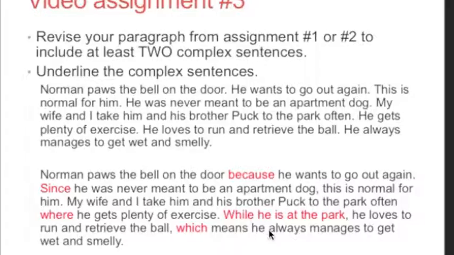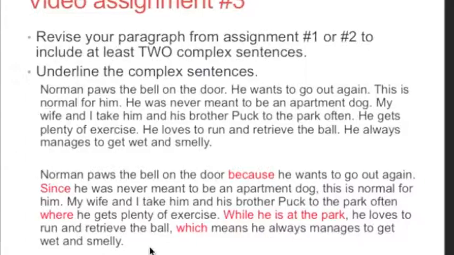All right, next. This is a complex sentence with 2 dependent clauses. All right. First, while he is at the park, there's my first dependent clause. It's leading into an independent clause, which means I separate it with a comma. While he is at the park, he loves to run and retrieve the ball. Now, I could end the sentence there. I could put a period and that would be fine. However, I wanted to tack on the last sentence from this first paragraph with a relative pronoun which. Okay? So which means he always manages to get wet and smelly.